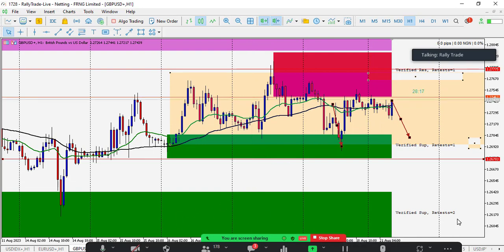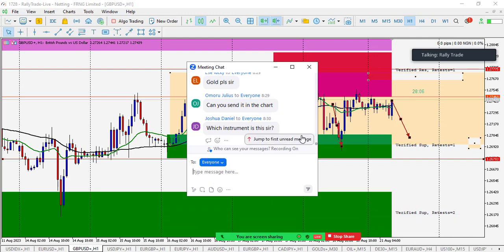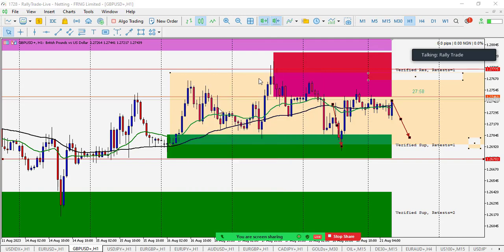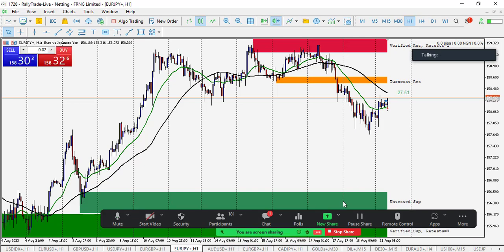Now let's look at one more currency pair before we switch over to commodities. You're asking which instrument it is. This is GBP USD, guys. So let me look at Euro JPY here. Let's see what Euro JPY is doing.